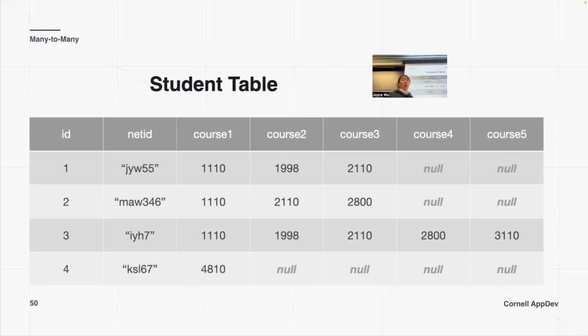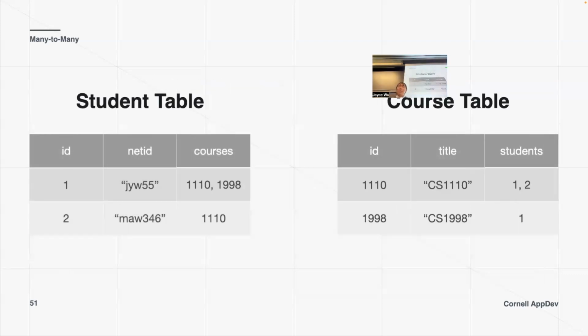Yeah, so that's the reason why this would particularly be bad, because it would be space inefficient. So next, let's talk about the second option, in which we store the courses that someone is enrolled in as some sort of list, right?